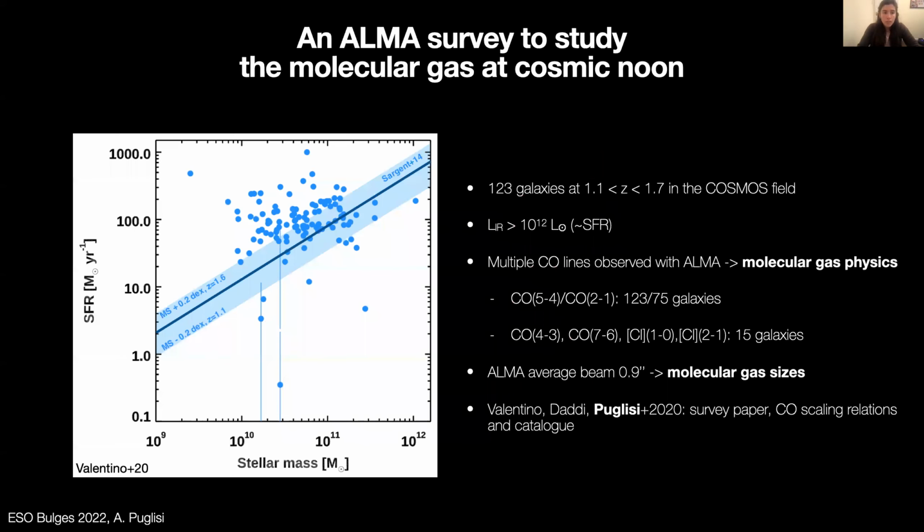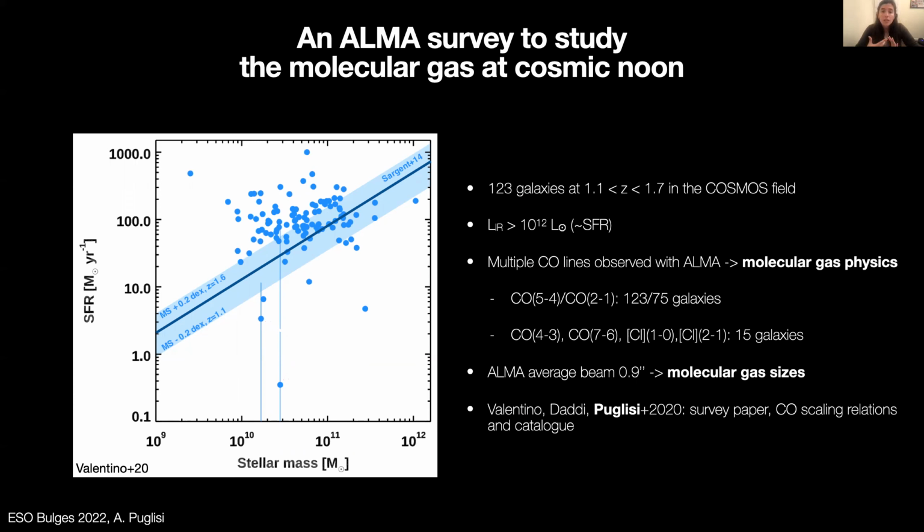So in this context, to understand star formation and structure growth in galaxies, we conducted with ALMA a survey of 123 galaxies on and above the main sequence at redshift 1.3. This is a key epoch for galaxy and structure formation, as this is when present-day galaxies were forming most of their stars, and the Hubble sequence starts to emerge.